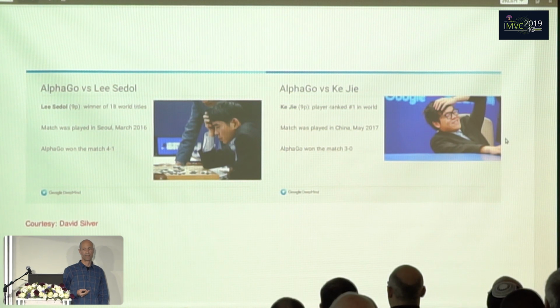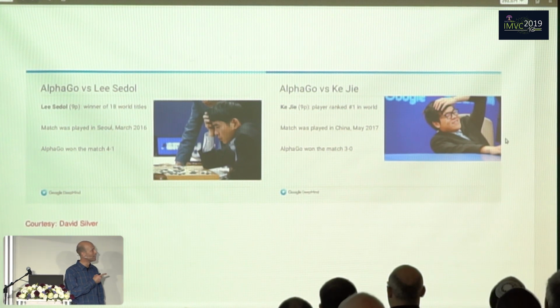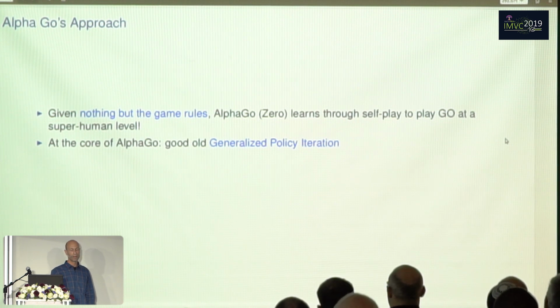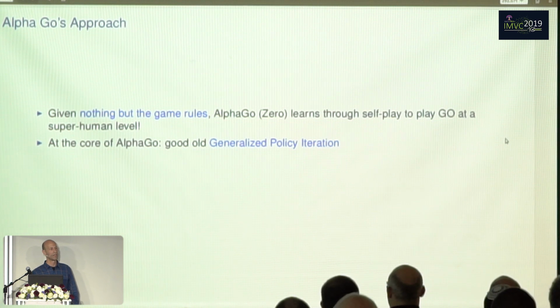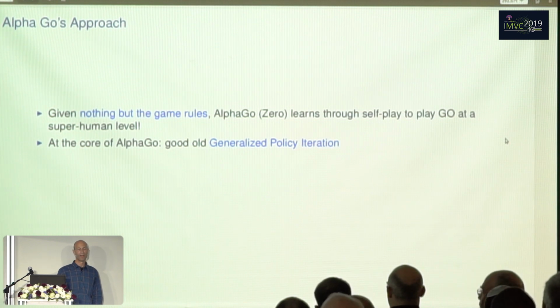Nevertheless, the AlphaGo program developed at Google DeepMind was able to beat first Lee Sedol, the winner of 18 world titles, and then Ke Jie, the player ranked number one in the world, and I think their picture says something about the capabilities of AlphaGo. So what's AlphaGo's approach? AlphaGo is given nothing but the game rules, and one of the versions of AlphaGo, called AlphaGo Zero, learns through self-play to play Go at a superhuman level.